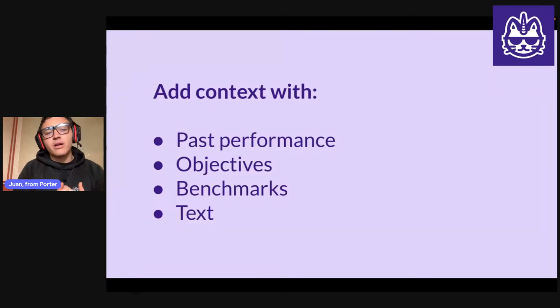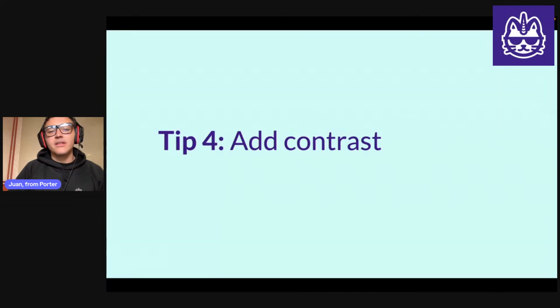Now, a summary of this part: if you want to add context, you have 4 ways to do it. Compare against past performance, compare against objectives, compare against industry benchmarks, and add text to your reports so people understand what you are showing. This is how you add context.